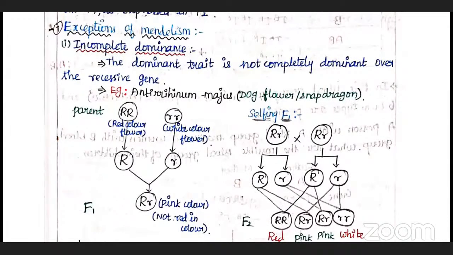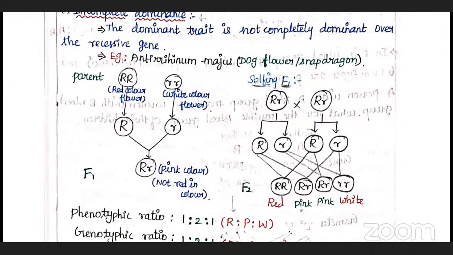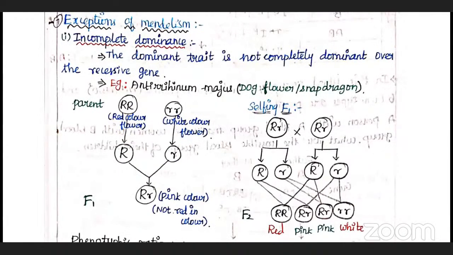So what is the meaning of incomplete? Complete means completely fulfilled. Incomplete means it does not complete, it does not fulfill. So dominance is not complete. That is called an incomplete one. For example, simply we can say a new character will be formed. That is called incomplete dominance.